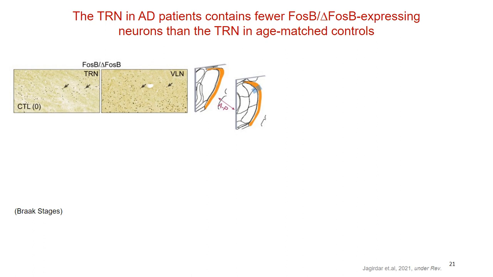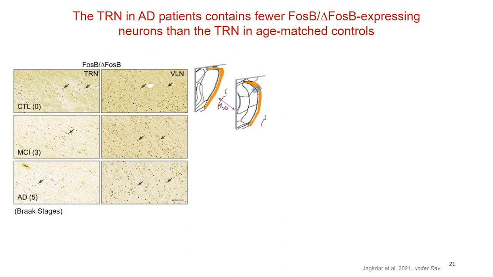Like I have shown here, this is the control patient. On the left side, you can see TRN, and on the right side, you see the ventrolateral nucleus of thalamus. Now, if we compare the staining of phospho-delta-FosB with MCI, mild cognitive impairment, and AD patient, we can clearly see in AD patient there are a lot fewer phospho-delta-FosB stained cells in TRN. In parentheses, what we see here indicates the Braak stage. The higher the Braak stage is, the more severe the tauopathy.